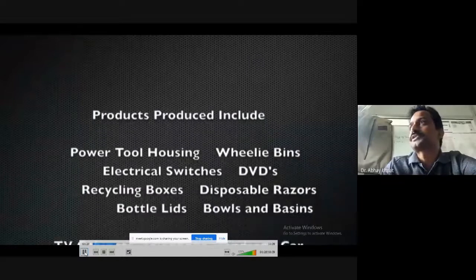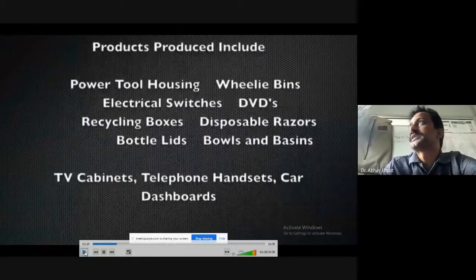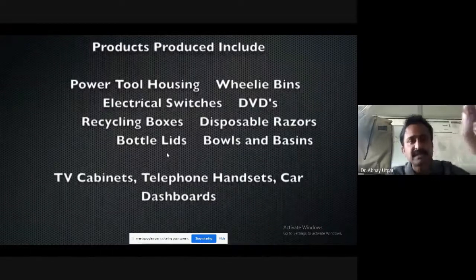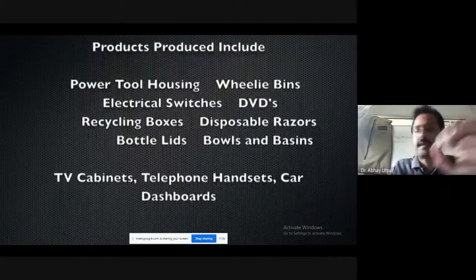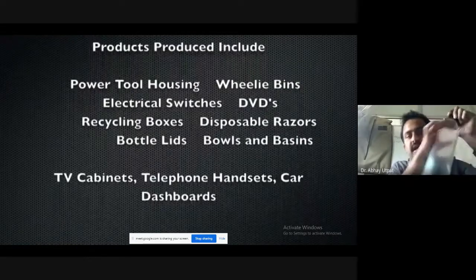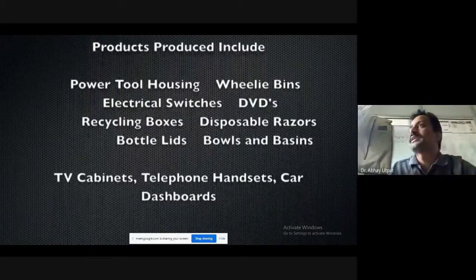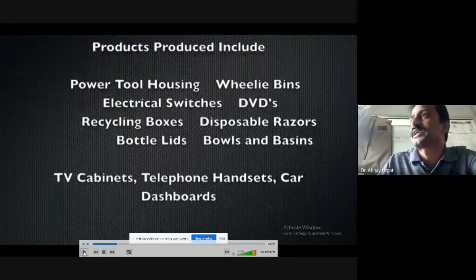Products produced include, see which products are included here: power tool housing, wheelie bins, electrical switches, DVDs, recycling boxes, disposable razors, bottle lids. Bottle lid means cap. So this is the bottle. This lid is manufactured by injection molding, and this bottle is made by blow molding. Also TV cabinets, telephone handsets, car dashboards, etc.